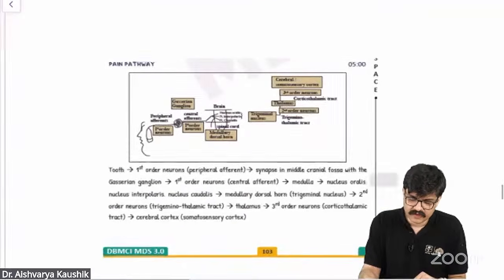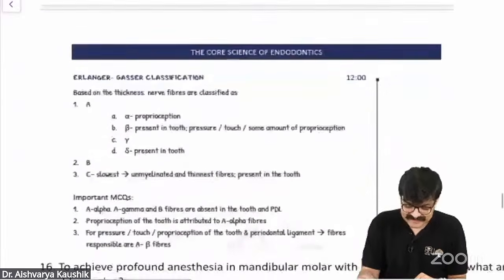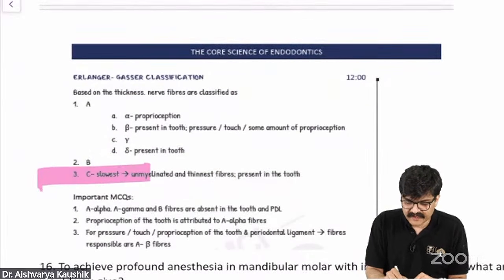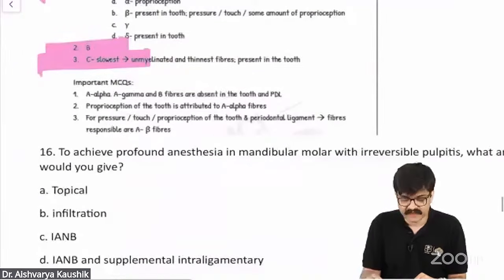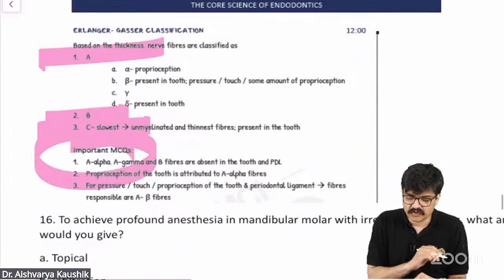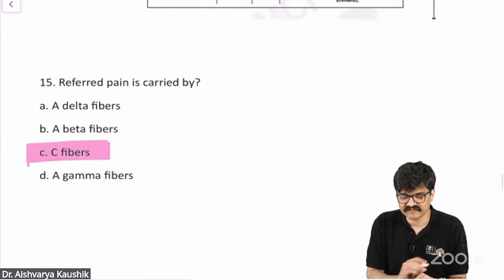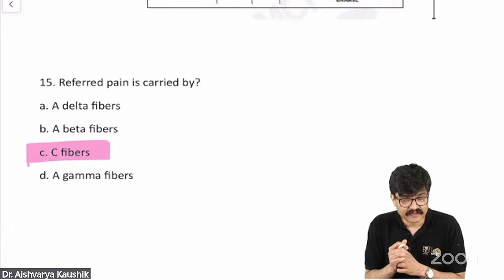when I'm doing endodontic diagnosis. I always spend so much time discussing the pain pathway with you, discussing the various types of A, B, and C fibers in the dentine pulp complex, and telling you all the potential important MCQs from there. So referred pain is carried by C fibers, guys. That's the answer. Simple. Well, the examiner was pretty smart.